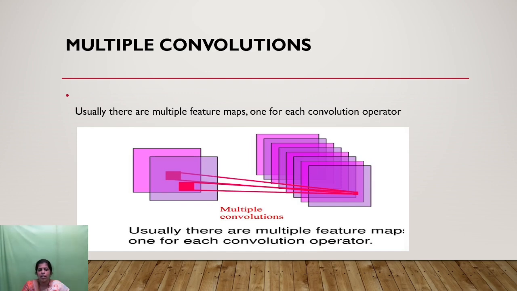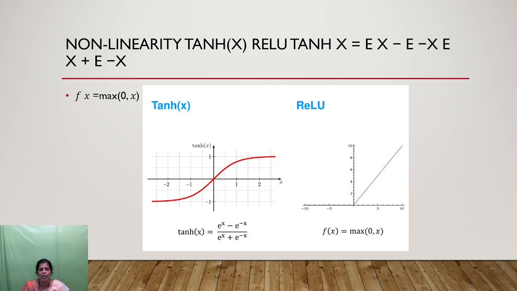Usually there are multiple feature maps, and each one has at least one convolution operator. The activation functions we will be using are tanh as well as ReLU. So ReLU goes from 0 to some maximum value, unlike the tanh function.